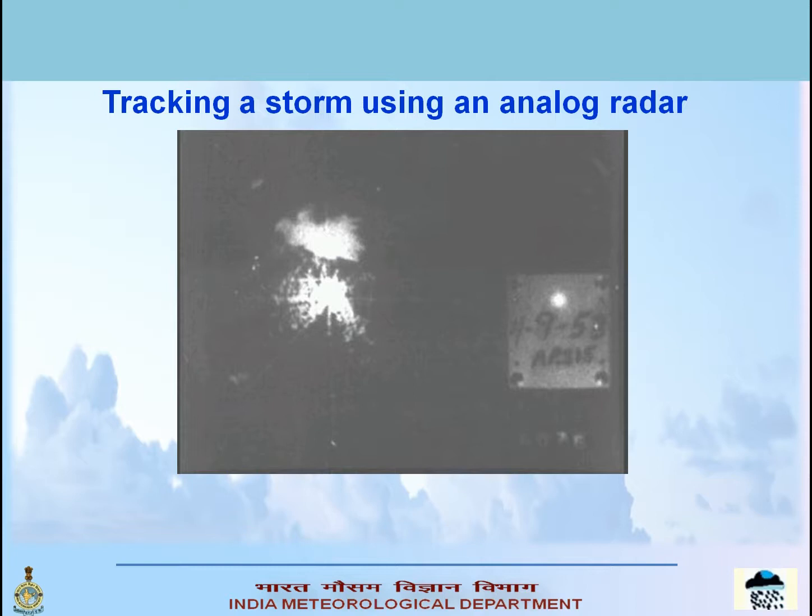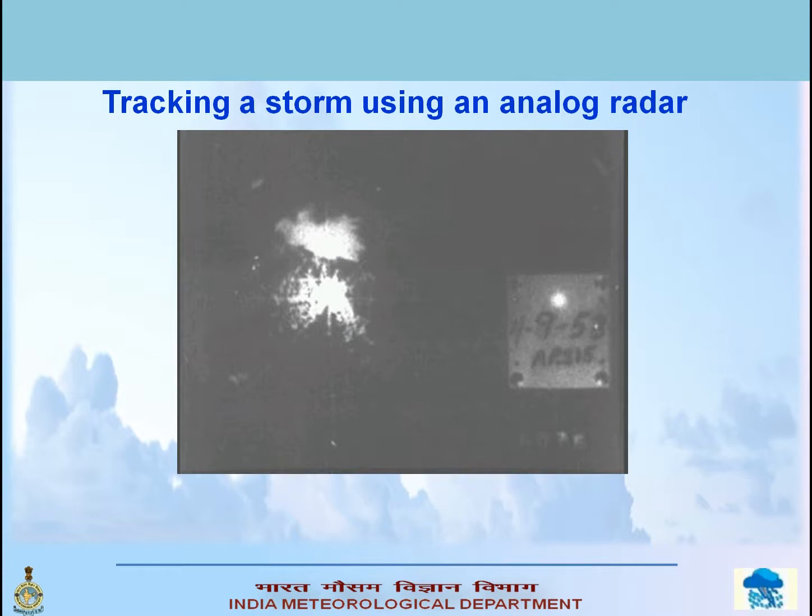Now, if we go to the history of this storm tracking or storm identifying, the old generation of analog radars did not have any digital kind of display. They were basically CRT monitors, where the significant weather signatures will flash like a light or some reflection when the scanning of radar goes through that particular area.